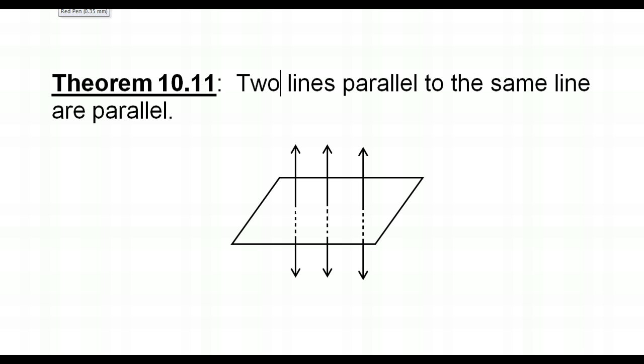Here's another theorem that makes a lot of sense. Two lines parallel to the same line are parallel. So if line A is parallel to line B, so A is parallel to B, and C is parallel to B, then A is parallel to C. That looks like the transitive property at work, and actually it is.